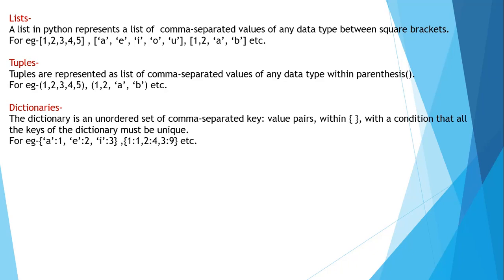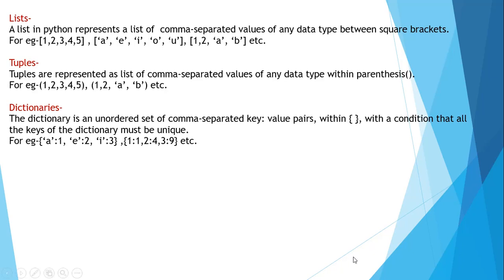There is a condition that all the keys of the dictionary must be unique. This is an important condition: whatever data you feed inside this dictionary, each data should have a unique key. The values may or may not be unique, that is not a problem, but the keys should be unique.